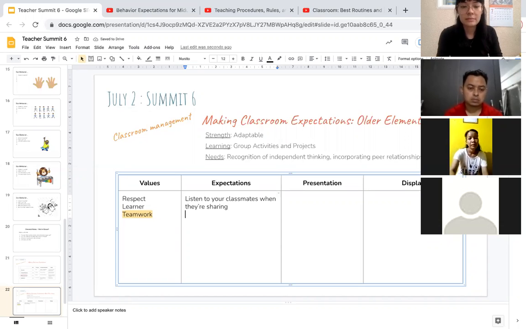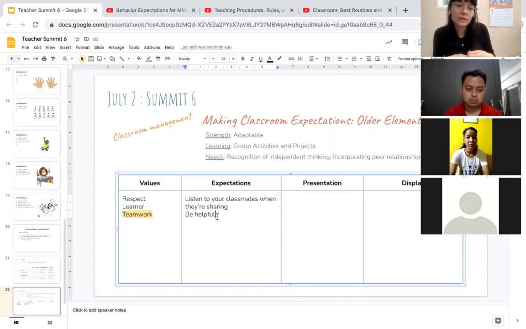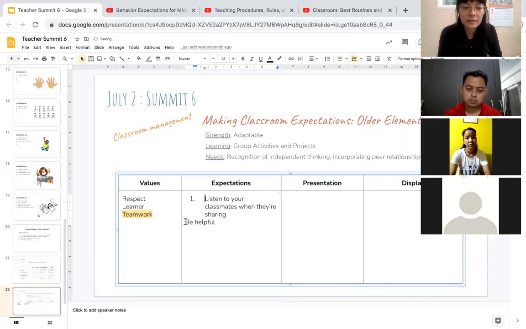Another thing could be helpful. Because maybe if you're working together, and maybe one of the classmates has lost their notes or their instructions or something, be helpful. So share some instructions with them, something like this, because we're a team. So just say, these are the expectations. I've got one based on teamwork, and then I've got two. And maybe one more if you have any suggestions.